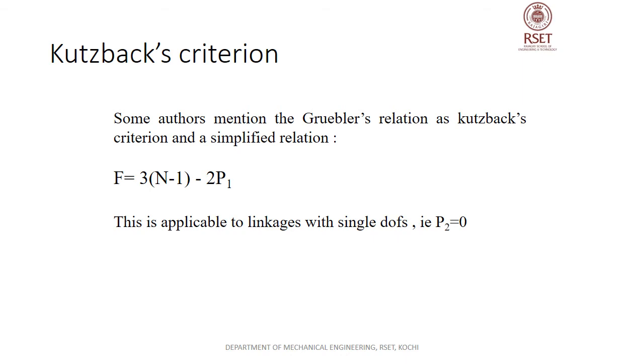Kutzbach criterion. This is actually a reduced form of Gruebler's criterion, because in most planar mechanisms, kinematic pairs with 2 degrees of freedom will not be there. That is why Kutzbach gave a reduced form of Gruebler's criterion, where the last term, 1 into P2, is not there. P2 represents the number of kinematic pairs with 2 degrees of freedom. So this is only a reduced form of Gruebler's criterion, which I discussed in the previous slide.